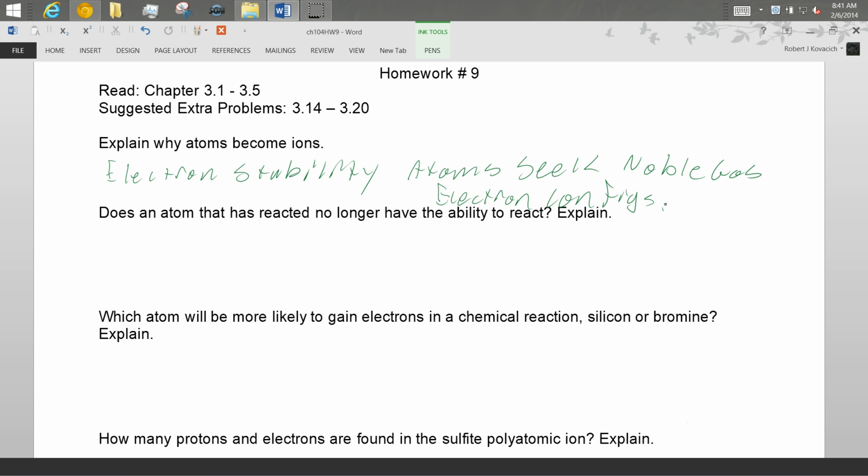And we'll talk about a couple of ways. I mean, we've seen that a couple of times with the ionics, but we'll also see it with the covalents today.